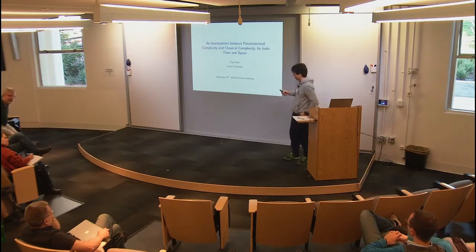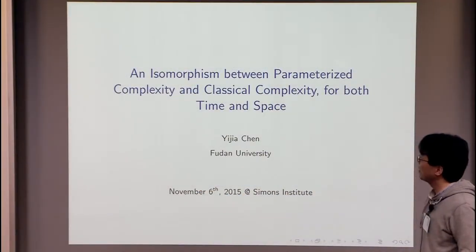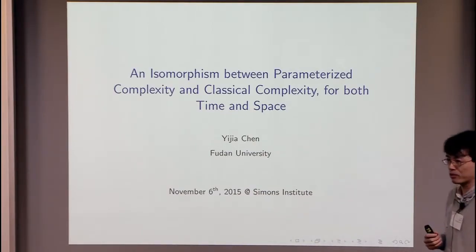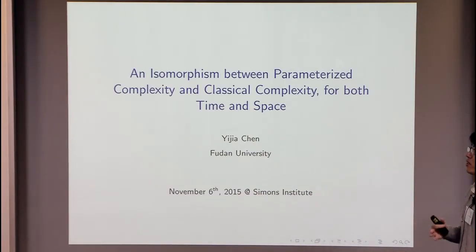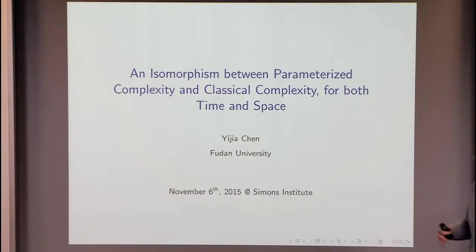So as the title suggests, I will speak about some connection between parameterized complexity and classic time and space complexity. For the time case, actually the materials are mostly quite old, from 2006 and 2007. The new thing is this connection actually carries over to the space case, or to space complexity. But in the case of space, it's quite easy to show, in fact.